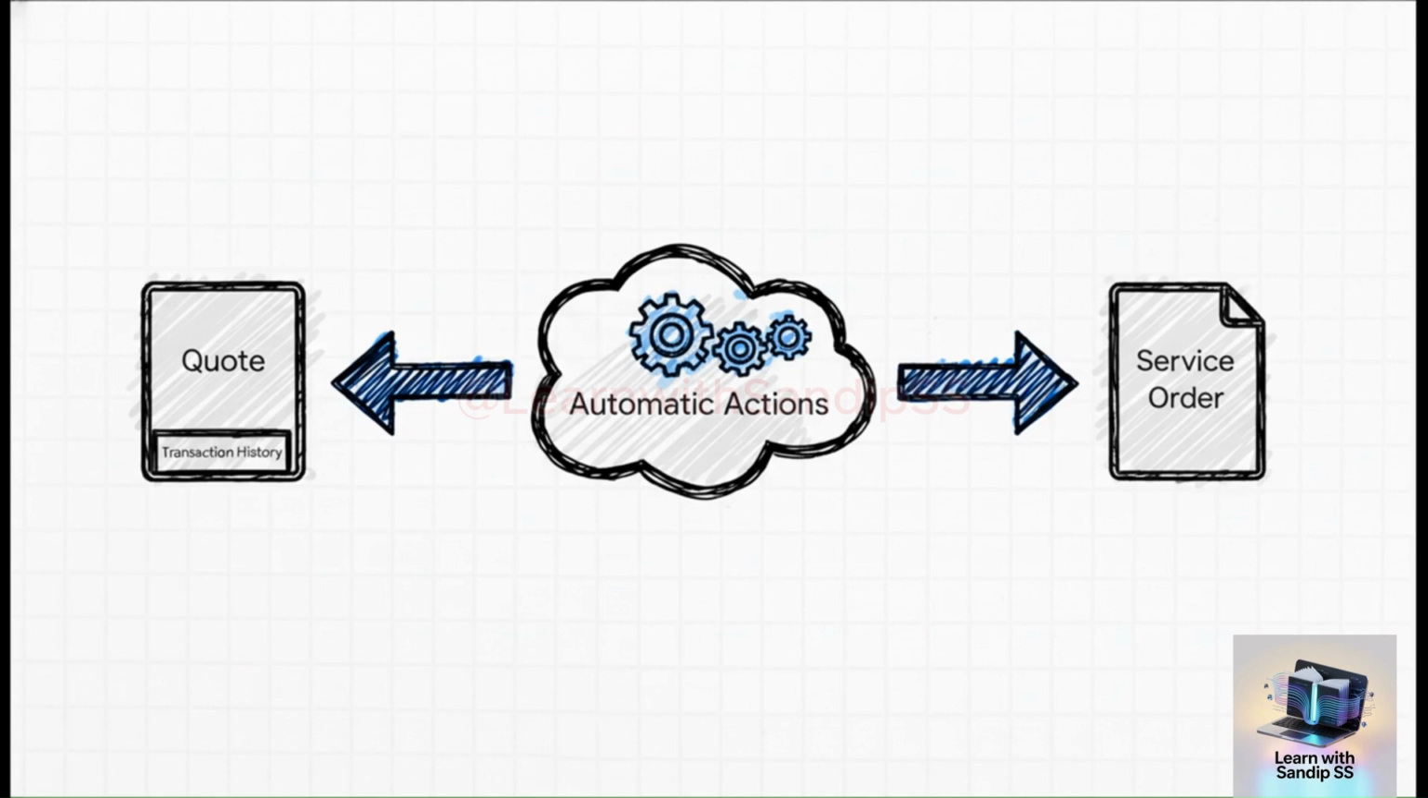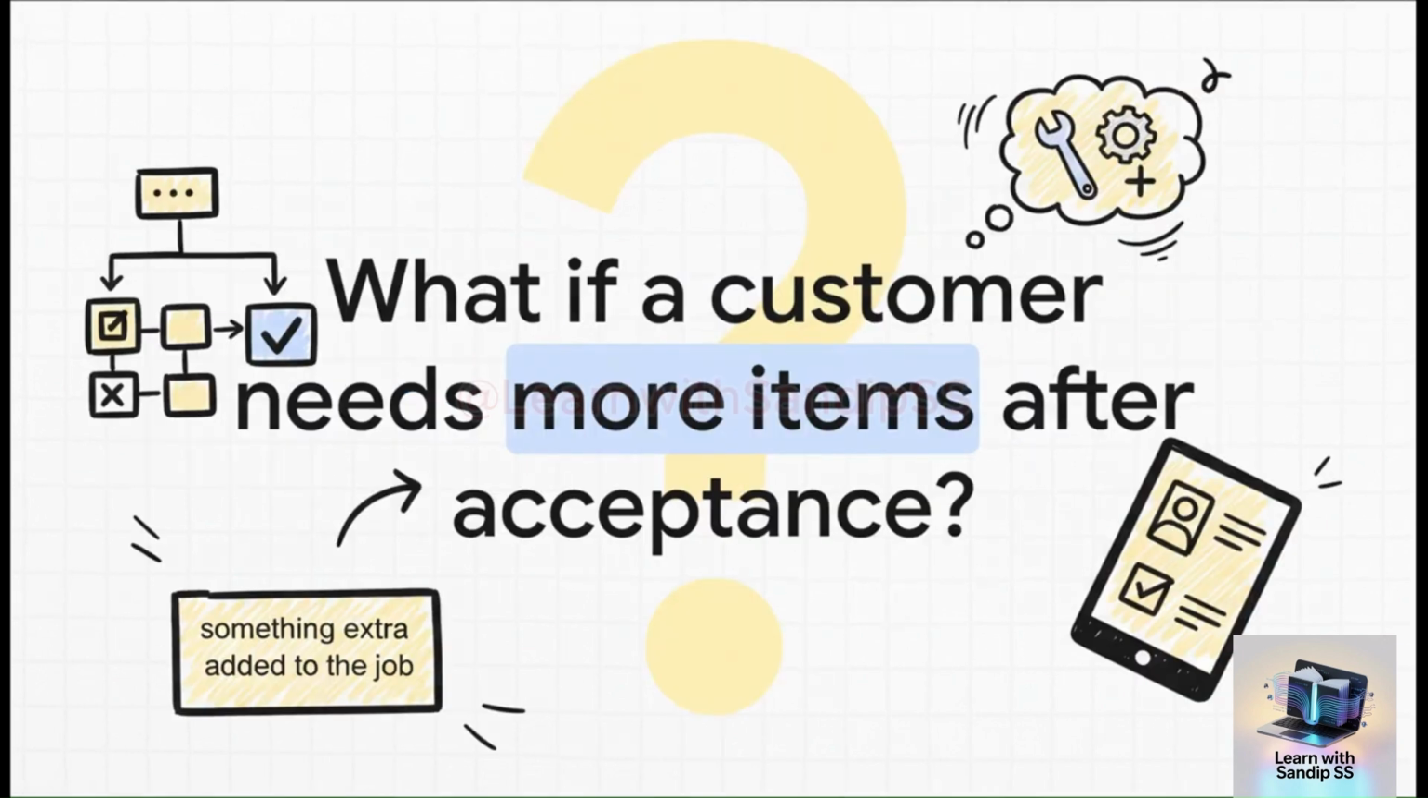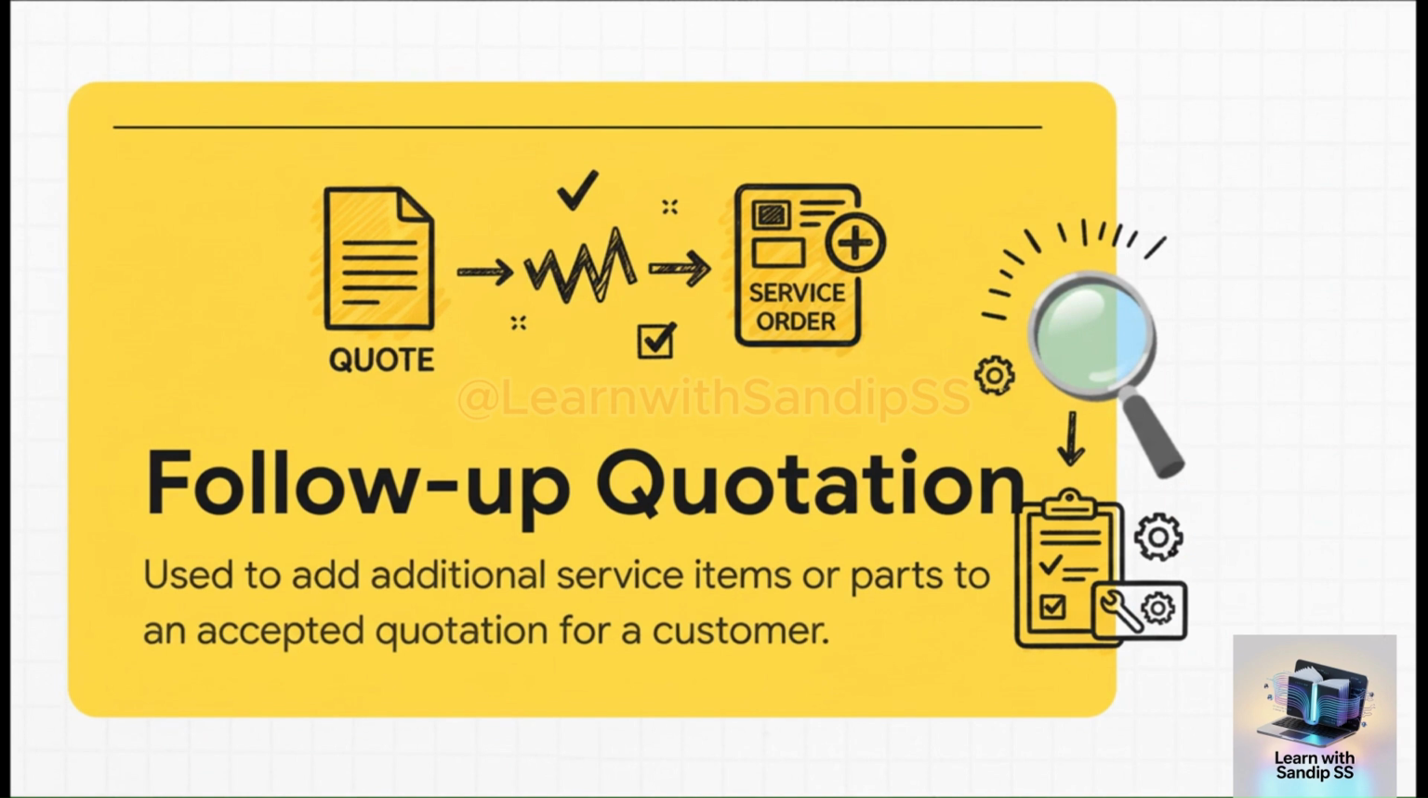Instantly, automatically, the system creates a brand new service order. And get this, that new order number pops up right there in your original quote's transaction history. It creates this perfect, unbroken digital trail all the way from the initial offer to the actual work order. That's a pretty slick workflow, I know, but business is messy, isn't it? Things change. So what do you do when a customer accepts a quote, but then a little while later realizes they need to add something extra? Don't worry, the system has you covered.